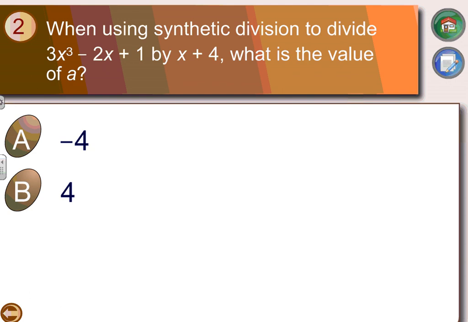Again, going back to that bit.ly site, in the same site, you're answering question number 2 at this point now. Okay. What's the value of a in this one?